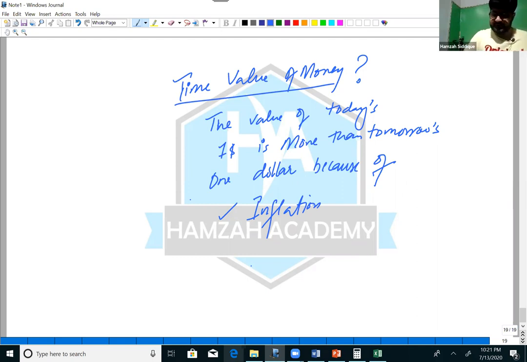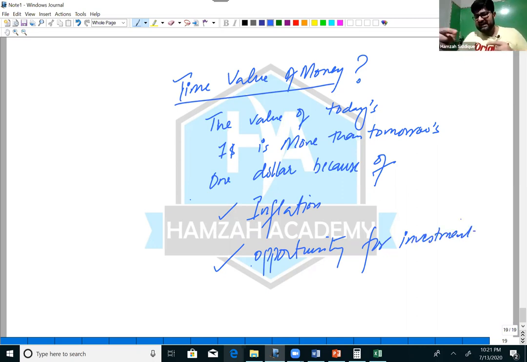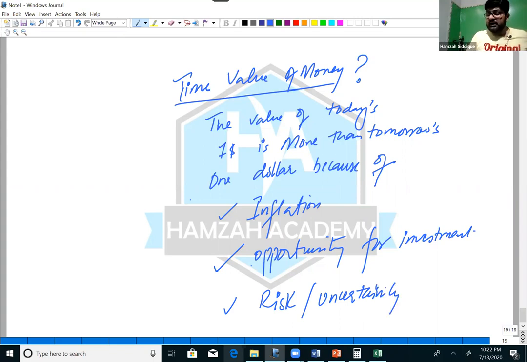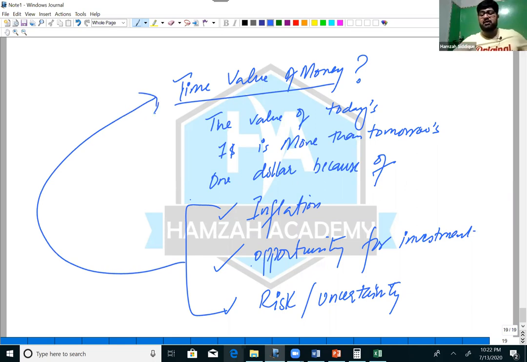Now, next. Second, opportunity for investment. You are getting $1 today. You will invest it. You can make it double by tomorrow. But tomorrow you will be getting only $1. So the opportunity for investment is there if you get it today. And the third is risk or uncertainty. If you are getting $1 today, it will be in your hand for sure. Tomorrow is uncertain. Not sure whether you will get it tomorrow or not, the way you are sure now. So because of these three factors, time value of money exists.